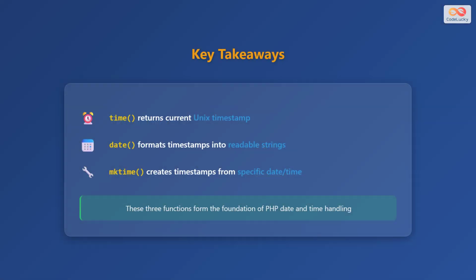Here are the key takeaways from this video. The time function returns the current Unix timestamp, representing the number of seconds since the Unix epoch. The date function formats timestamps into readable strings, allowing you to display dates and times in various formats. The mktime function creates timestamps from specific dates and times, enabling you to work with past or future dates. These three functions form the foundation of date and time handling in PHP.